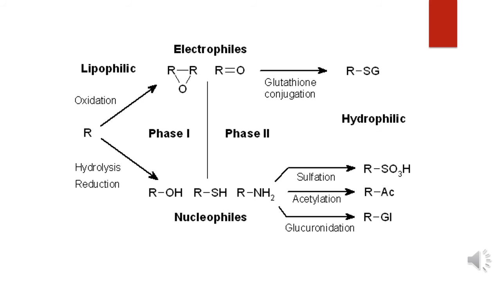Phase 1 is a reaction that is used to expose a hydroxy or a carboxyl group on that substance. So depending on the chemical structure of the substance, the enzyme will look for a specific substrate somewhere on that molecule, and then, using an oxidation or a hydrolysis reaction, will expose an extra oxygen or a hydroxy group on it.